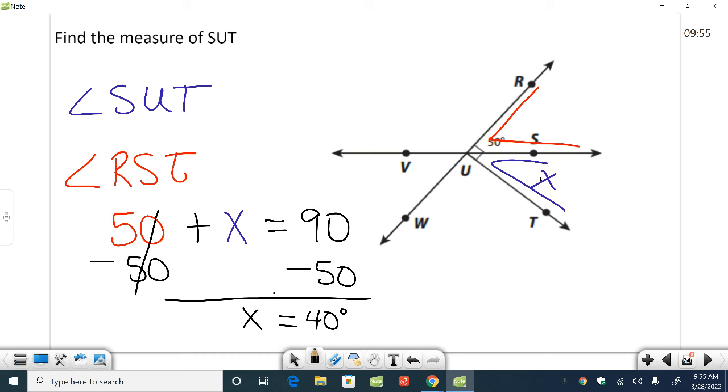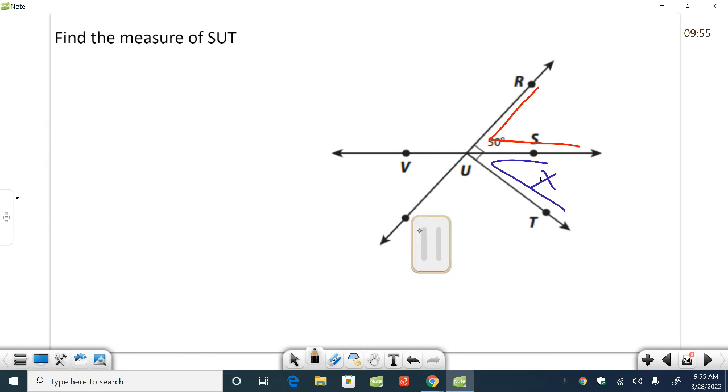I know it's a little confusing. I may not be explaining it the best way, but you should be able to look at that and use the vocabulary to help you out. Got it? Yes. Okay. All right.